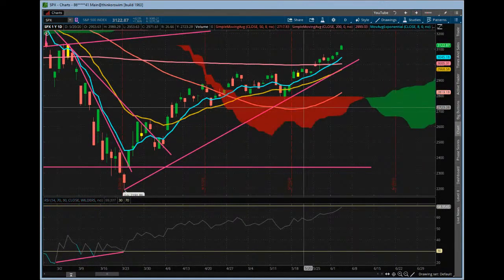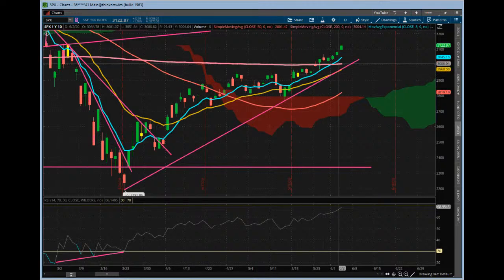Daily chart, wow, look at this thing. Over the upward trend line, over a rising 50-day moving average, over the 21, over the 8, and it's over the 200-day moving average with a golden cross here on the 8. Just pretty amazing stuff.